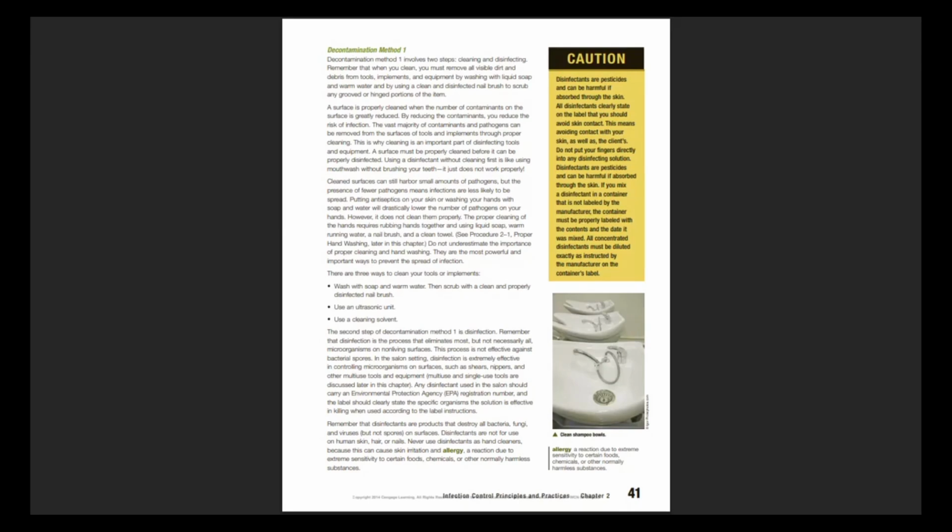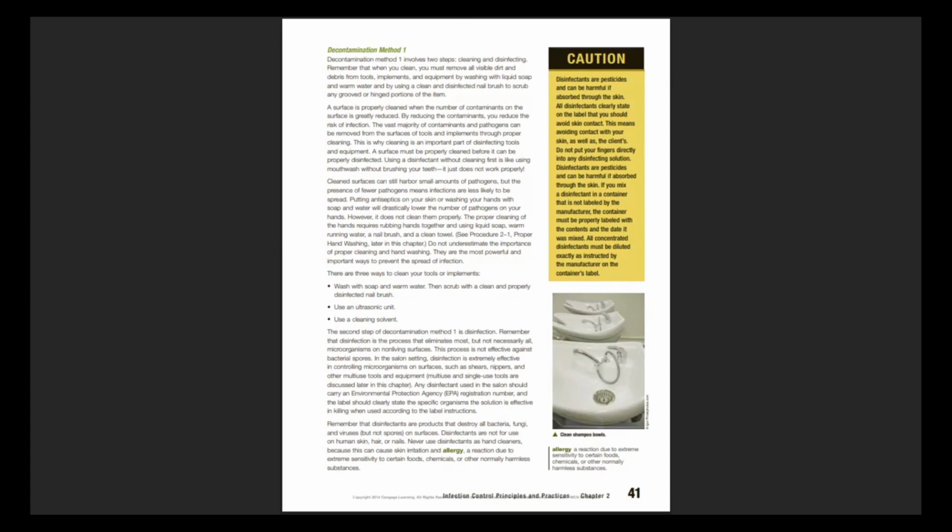There are three ways to clean your tools or implements. Wash with soap and warm water, then scrub with a clean and properly disinfected nail brush. Use an ultrasonic unit. Use a cleaning solvent. The second step of decontamination method one is disinfection. Remember that disinfection is the process that eliminates most, but not necessarily all, microorganisms on non-living surfaces. This process is not effective against bacterial spores.